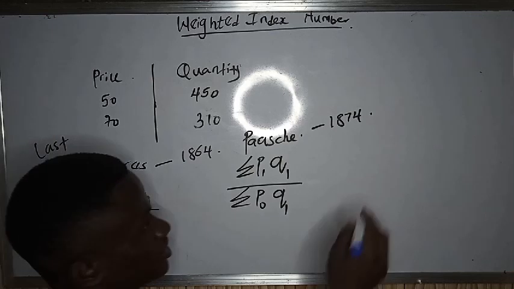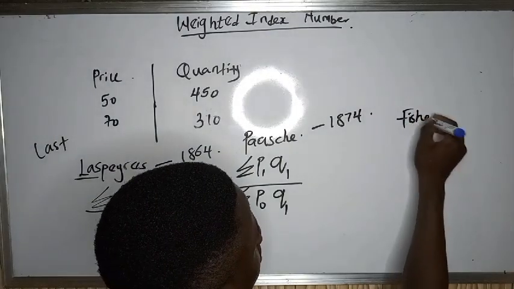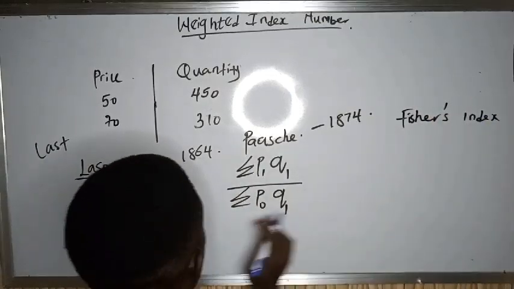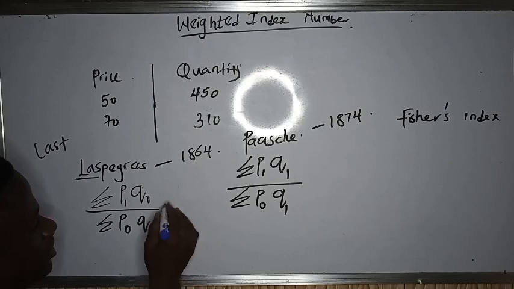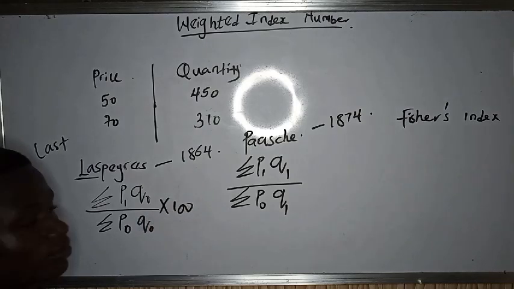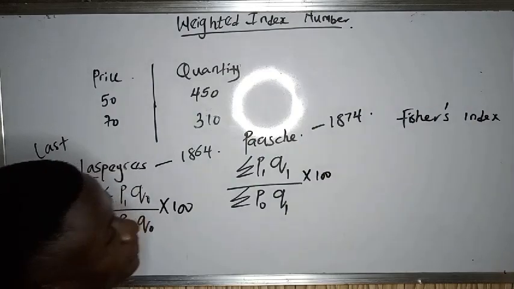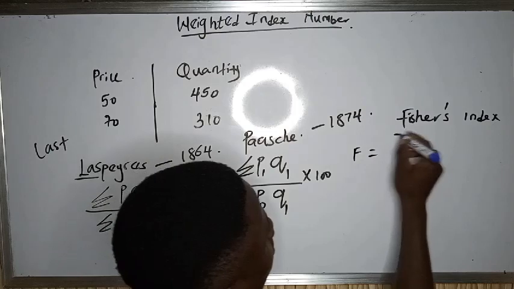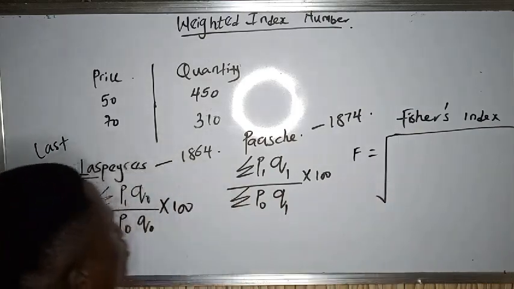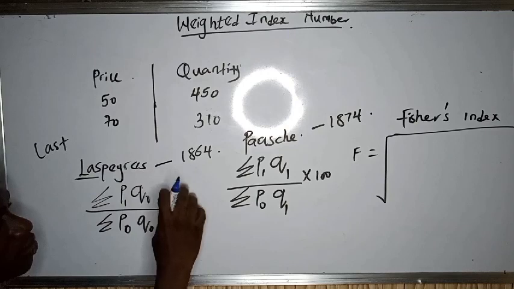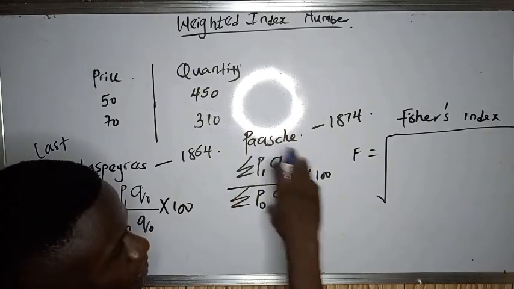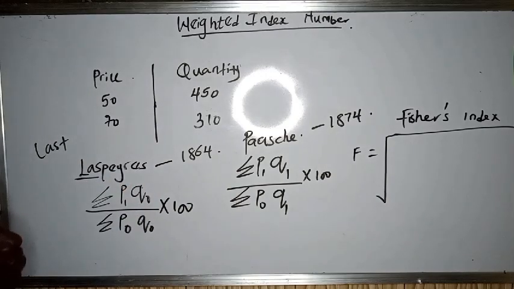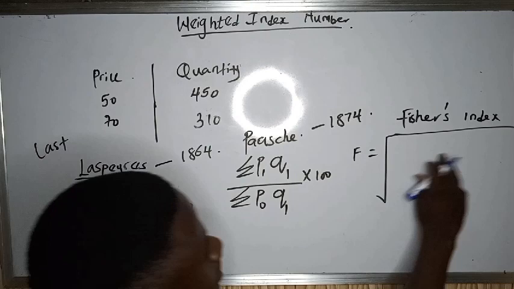So Fisher's index. Oh sorry, there's a mistake I made. There's a multiplication by 100 for each of the formulas. So Fisher believed that we should have a square root of Laspeyres formula without the 100, Paasche formula without the 100, then we multiply it by 100. Let me come again. Laspeyres formula without the 100, Paasche formula without the 100, then we multiply everything by 100.